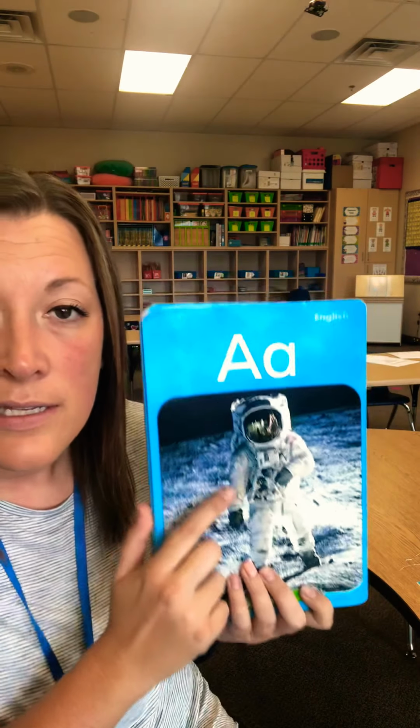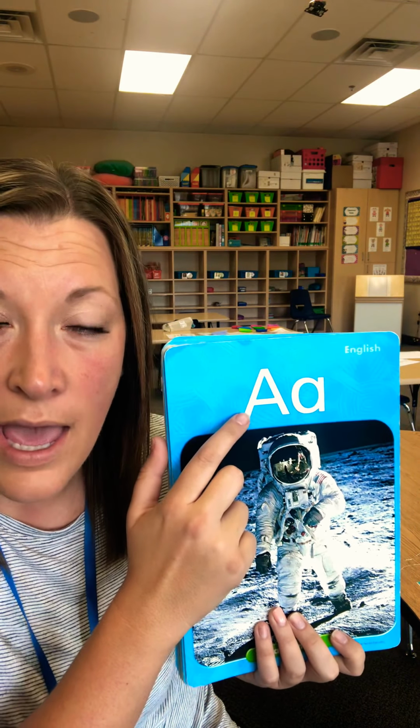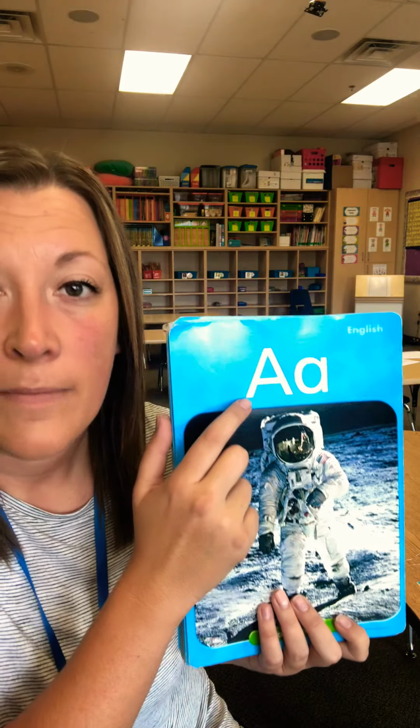Also, there are a few letters, if you notice, that say two sounds. That's because they're called vowels. We'll learn more about them, but there are some letters that say two sounds. Like this one says A and A. We'll learn more about the letter A today, okay?